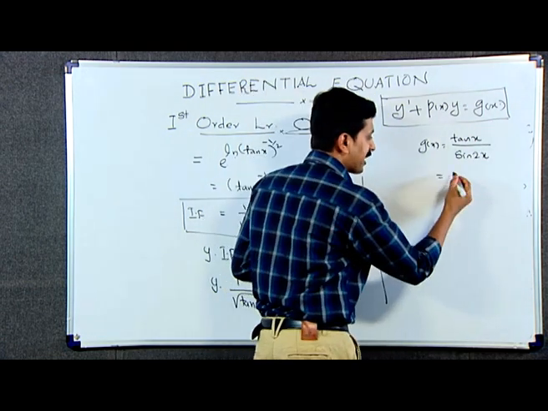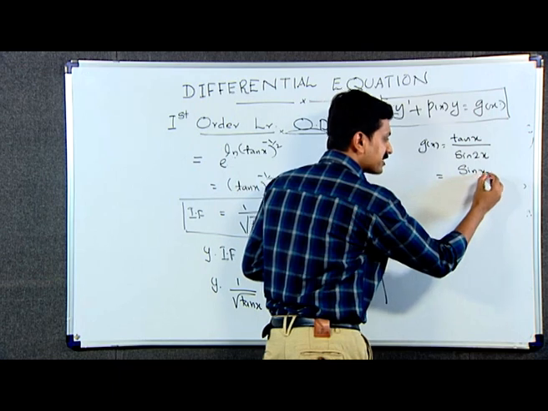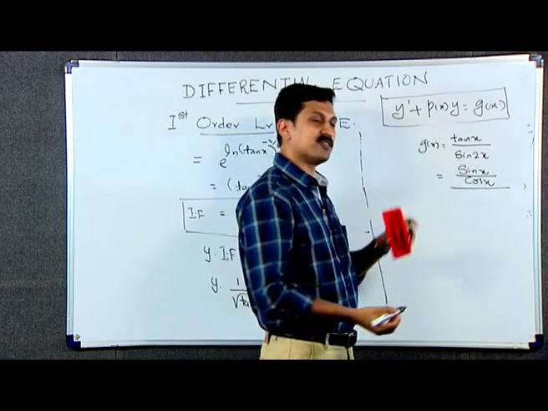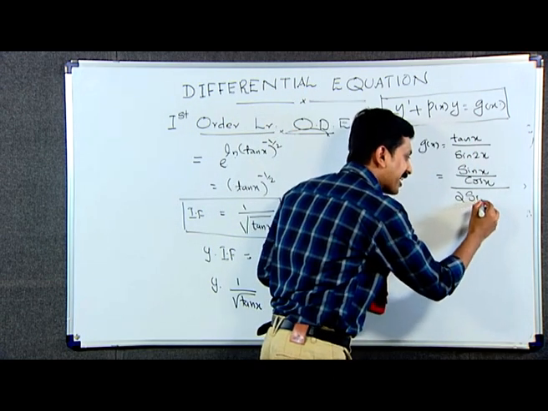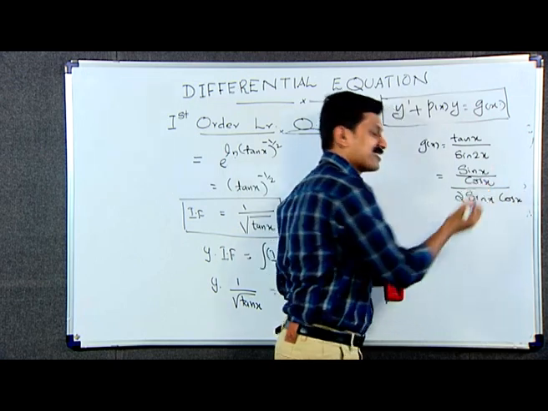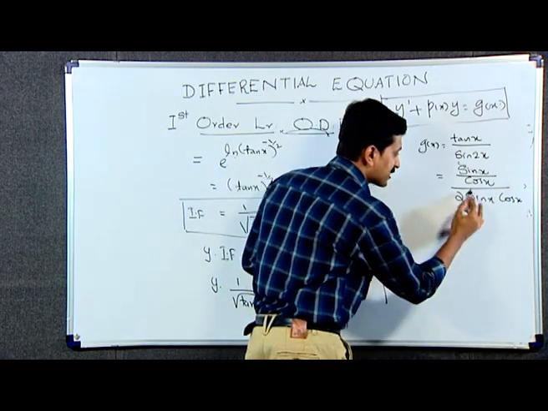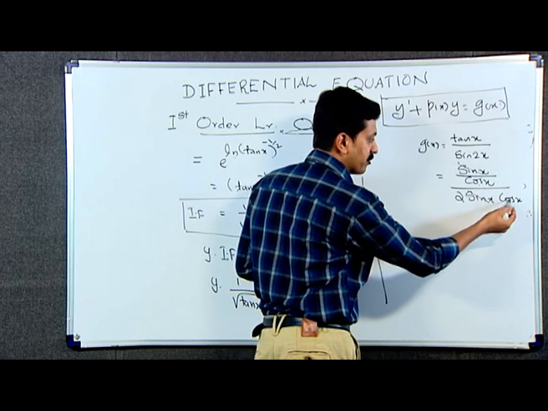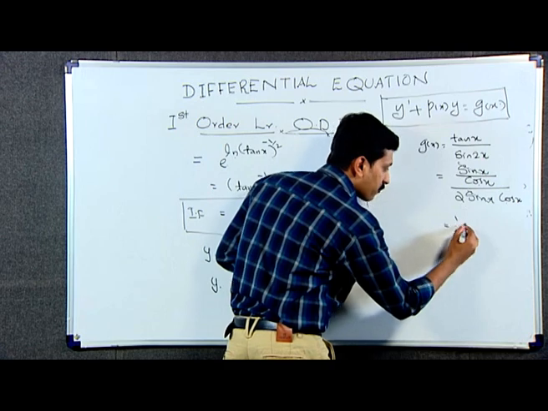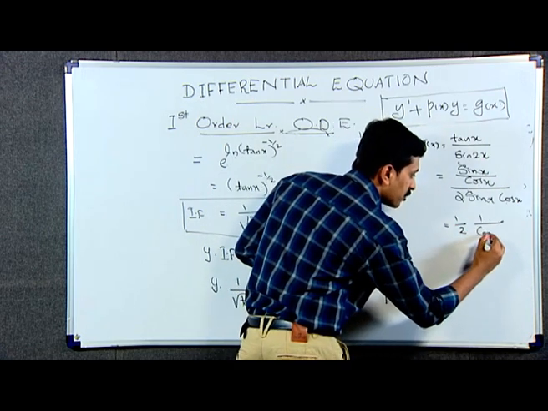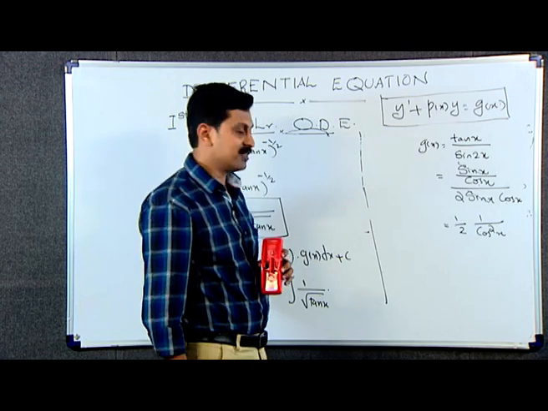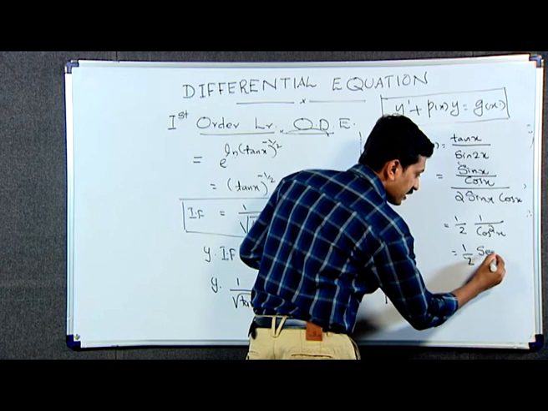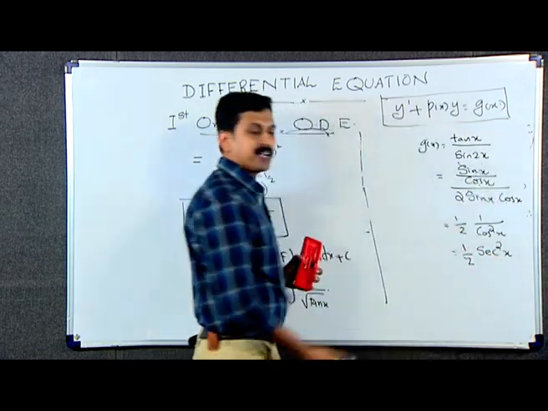This is equal to tan x. We can rewrite tan x as sin x divided by cos x, and we have the formula sin 2x equals 2 sin x cos x. Therefore, we can cancel sin x and sin x. This cos x is the denominator, and both will merge. Therefore, 1 by 2 into 1 by cos square x. This is equal to 1 by 2 into cos square x, which we can write as 1 by cos square x, as sec square x.